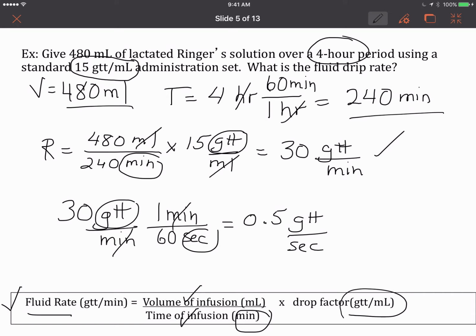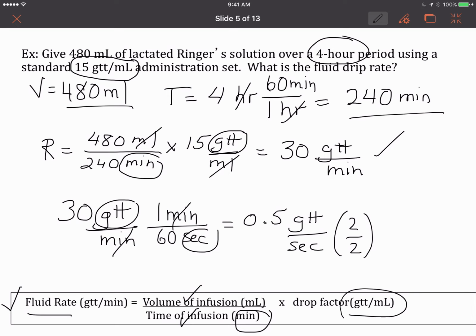Now, these administration sets aren't meant for you to count a half a drop. So what we're going to do is multiply it times something that's going to give us a whole number. And this is easy because 0.5 times 2 equals 1. But we have to multiply both top and bottom by 2 so that we're multiplying by 1, right?